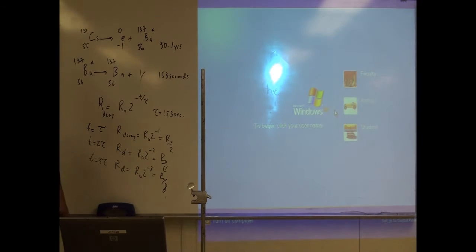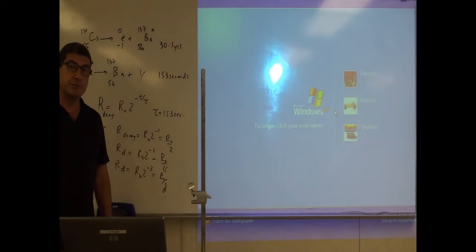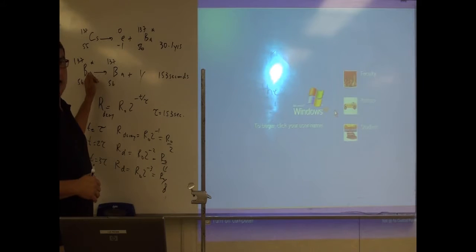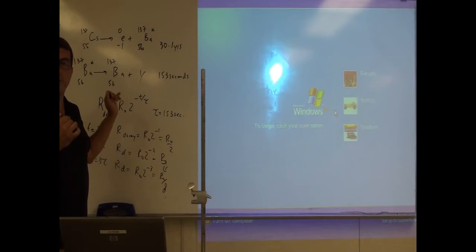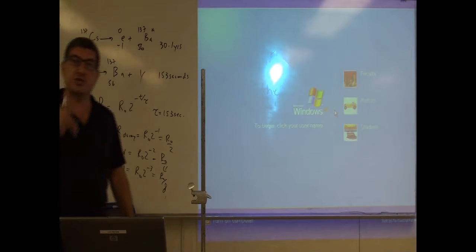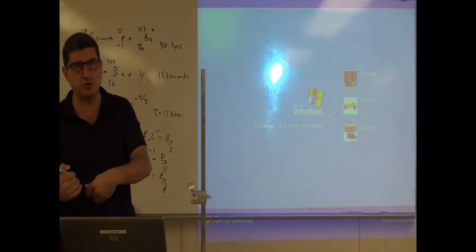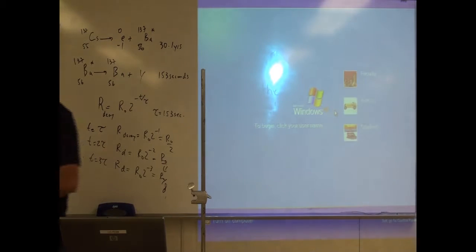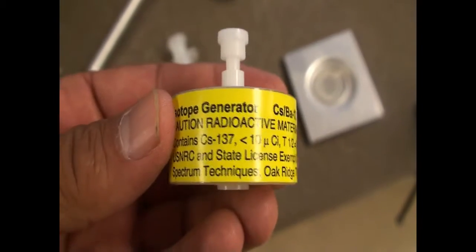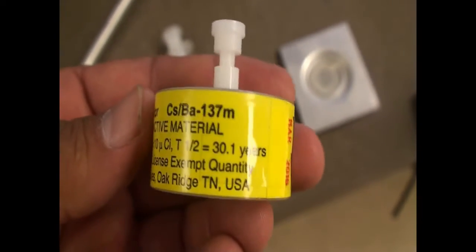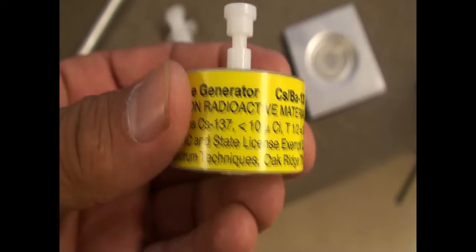So a half-life is defined as the time in which the number of the original isotope decays by 2, and also the rate at which it's decaying also goes down by 2. So let me show you here how we're going to do this. It contains cesium-137, and it has a half-life of 30.1 years, right?